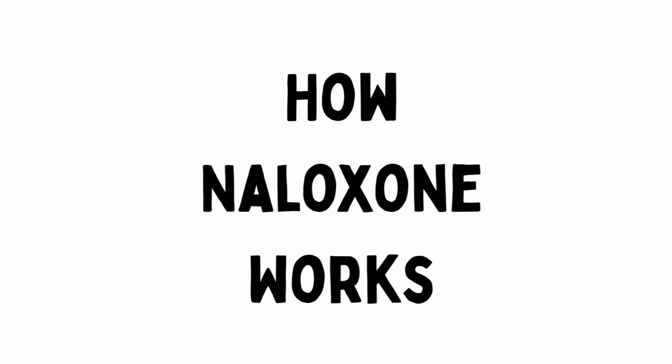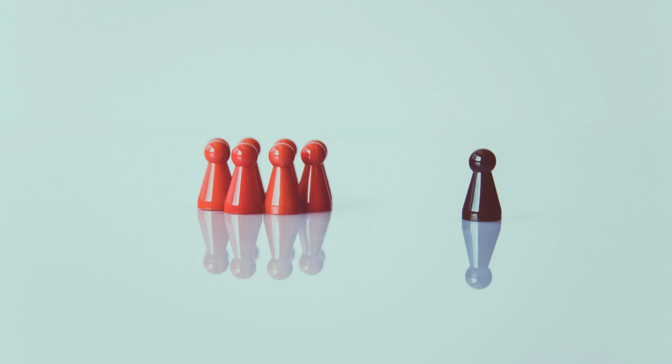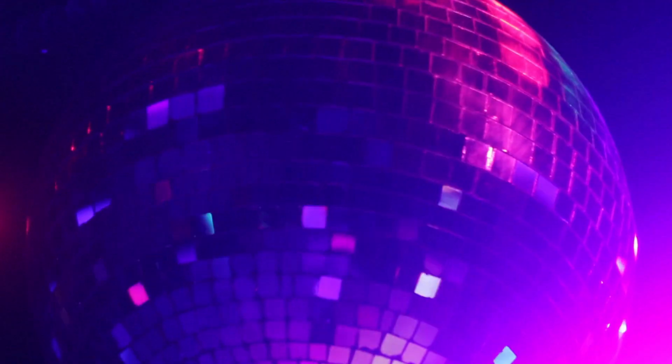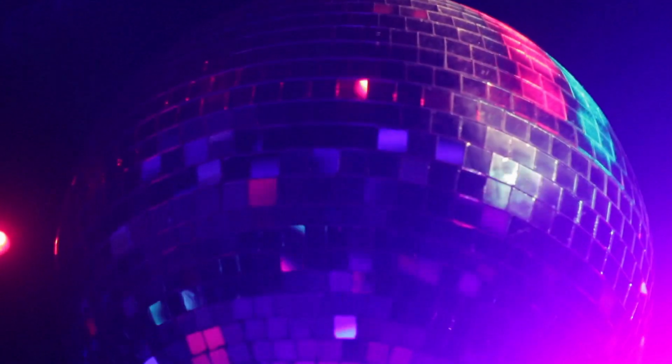To understand how Naloxone works, it's helpful to briefly look at what happens during an opioid overdose. But to do that, I like to think of it in a completely different scenario. Imagine this. You're standing outside a nightclub, watching the people come in and out. It's only about 8 o'clock in the evening, so there's no bouncer guarding the door, so anyone can come in.